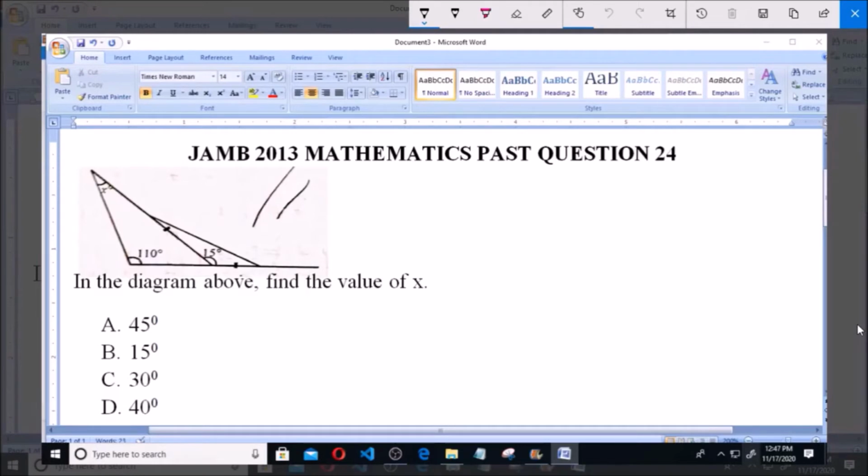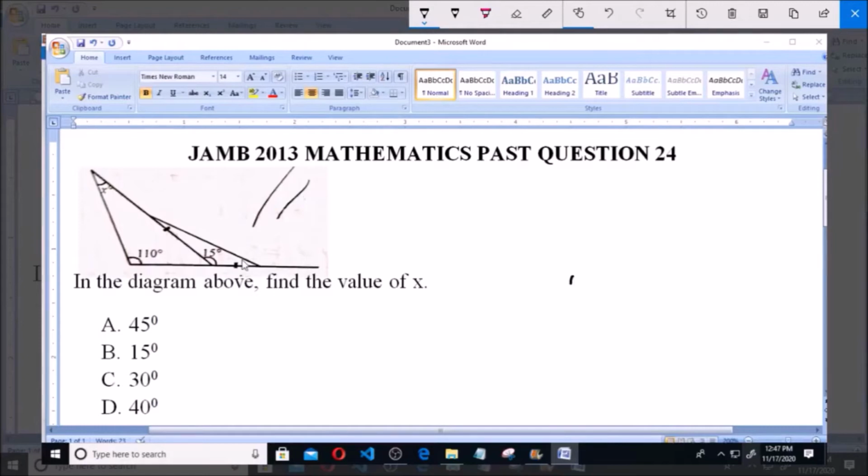I will be answering JAMB 2013 Mathematics Past Question 24. In the diagram above, find the value of x. So we are asked to find the value of x in the diagram above. Now the options say A 45, B 15, C 30, and D 40 degrees. Now this is x. We are asked to find the value of x.